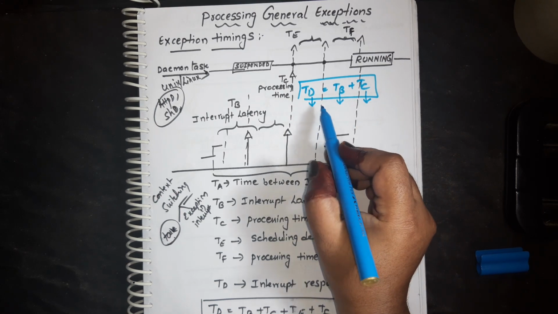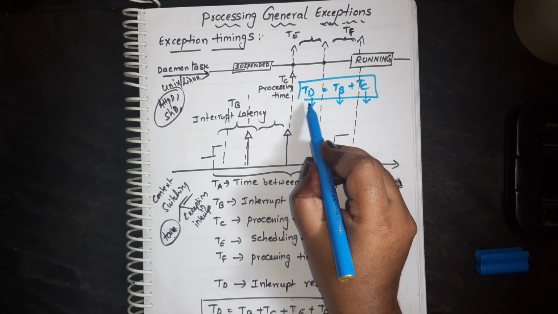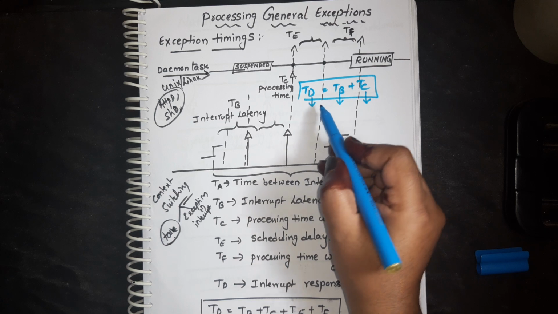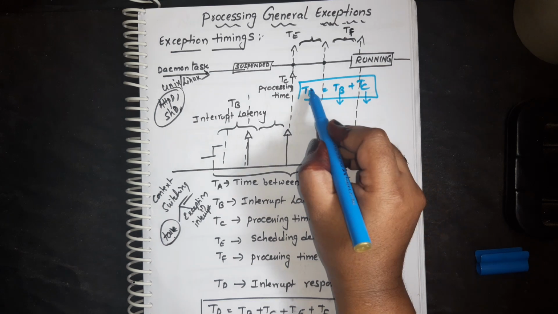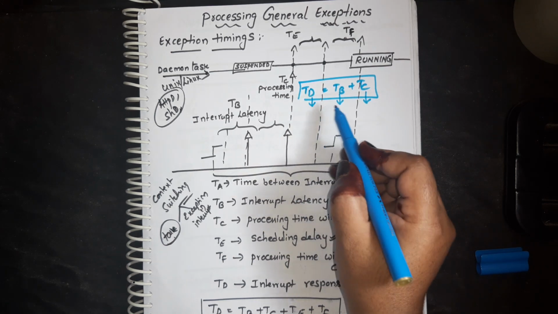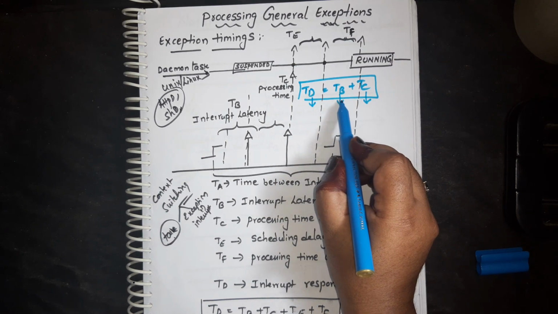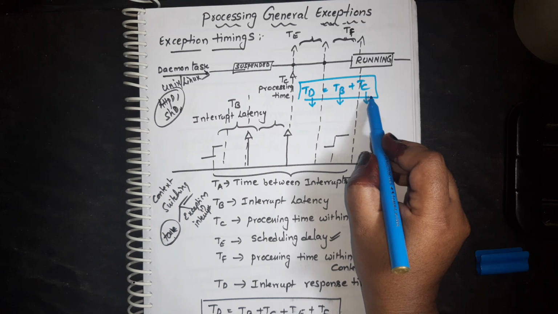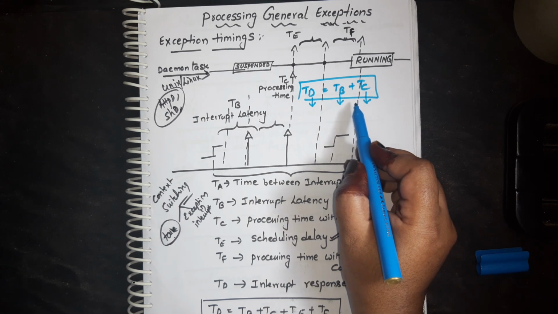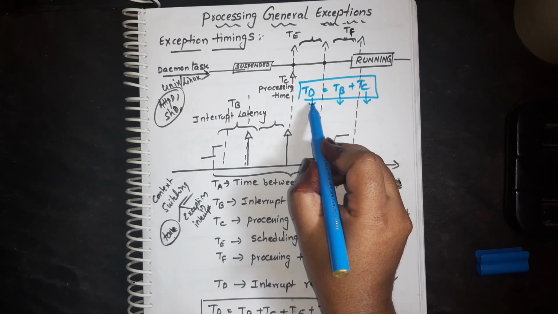Whenever any interrupt occurs, it is sent to the interrupt service routine, and you can identify how to process the interrupt by defining the different times: finding out the interrupt latency and the processing time needed to process the interrupt. For this purpose we are defining the interrupt response time.